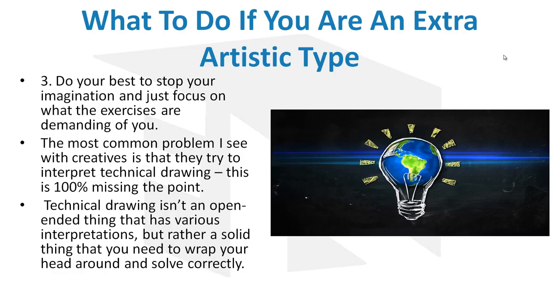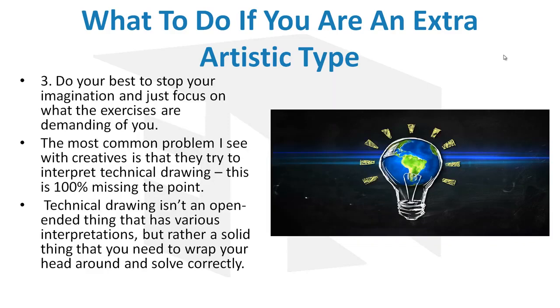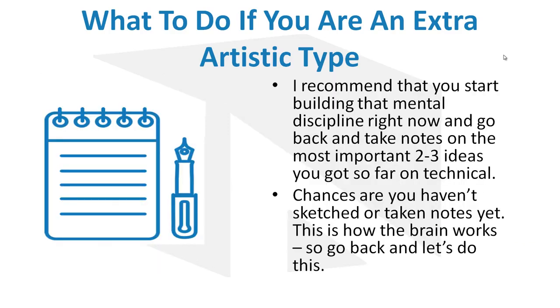It's not an open-ended thing with various interpretations. It's got a solid approach where you need to solve it. Okay, so there's not many ways to make this volumetric intersection. There's just one correct way, and you need to focus on that and understand it, okay?